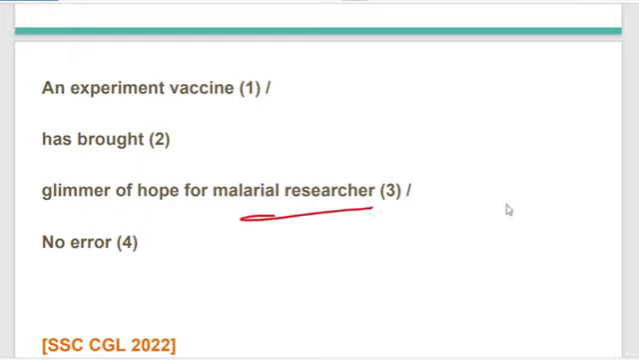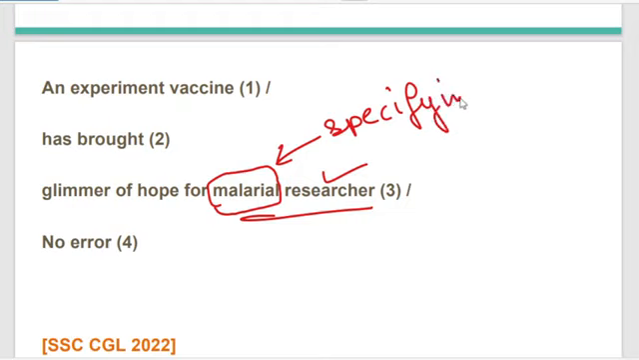For malarial researcher. Now if we would have said only researcher, the sentence would have been fine. That a vaccine has brought a lot of hope and new way for researchers. But we are specifying it with the word malarial. We are not generalizing it for any researcher. We are specifying it, right? That it is not for all the researchers, it's especially for malarial researchers. So definitely it's easy for us to guess the answer.